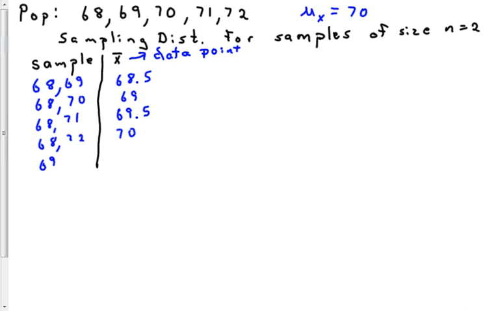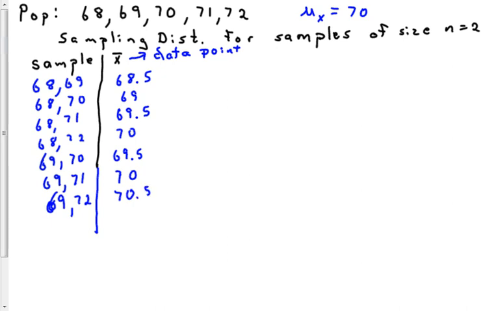If we look at starting with a 69, it could be sampled with a 70, an average of 69.5. So you see a value that's been repeated. You could sample a 69 and the 71. Gives us an average of 70. Again, a repeated value. We could sample the 69 with the 72. That would give us an average X bar of 70.5. That's a new value.